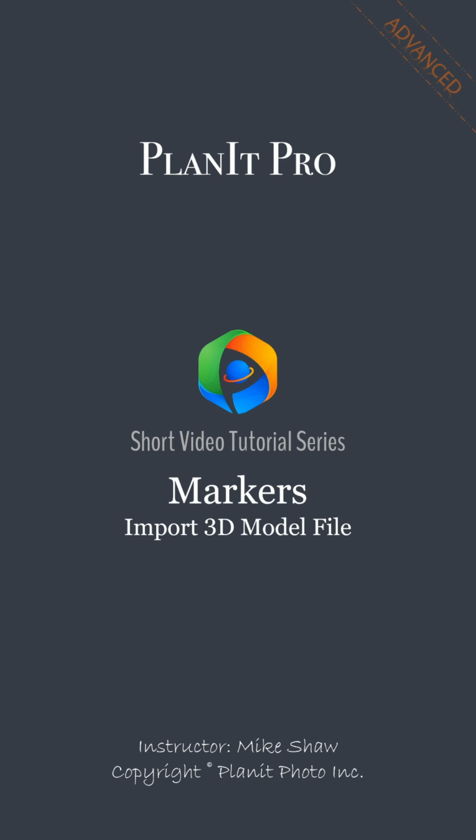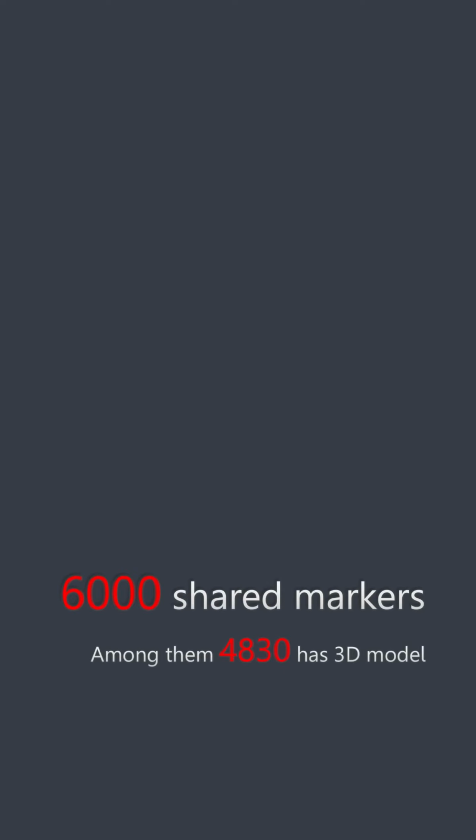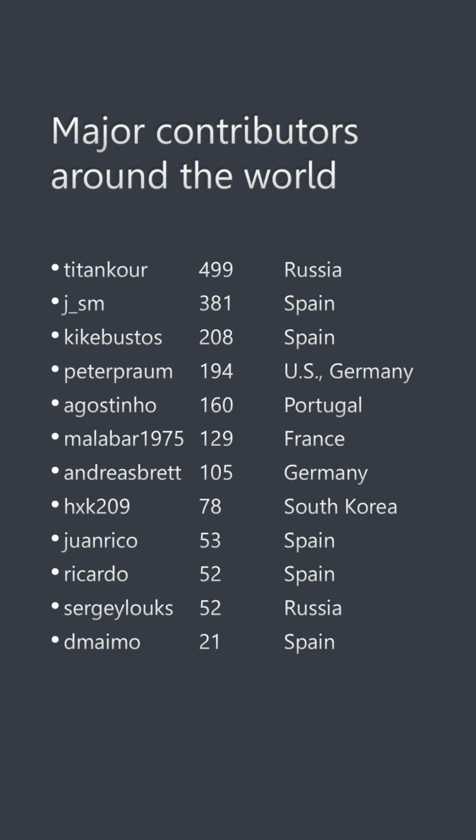So we introduced the 3D model feature more than a year ago. At the time of launching, there were about 3,000 shared markers. Now there are more than 6,000 shared markers, and among those, 4,830 markers have a 3D model. So who made all this happen? You did, our Planet users. And here are some of the users who have contributed a lot of markers, and so we just want to say a big thank you to all of you.